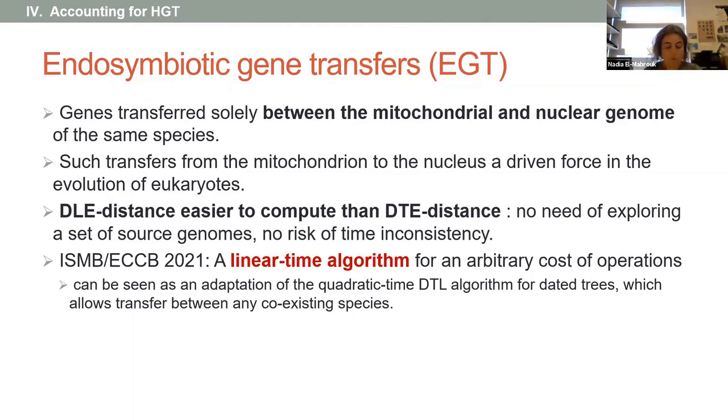The linear time algorithm we developed for an arbitrary cost of operations can be seen as an adaptation of the quadratic time DTL algorithm for date trees, which allows transfer between any coexisting species. This work has been accepted for ISMB 2020, the next ISMB.